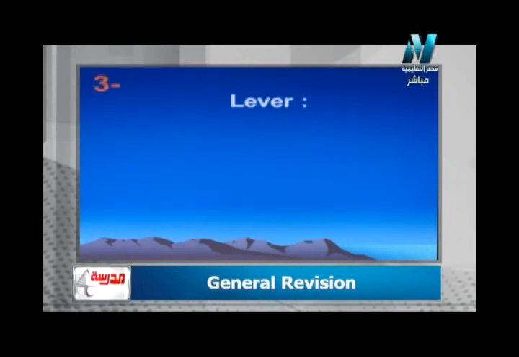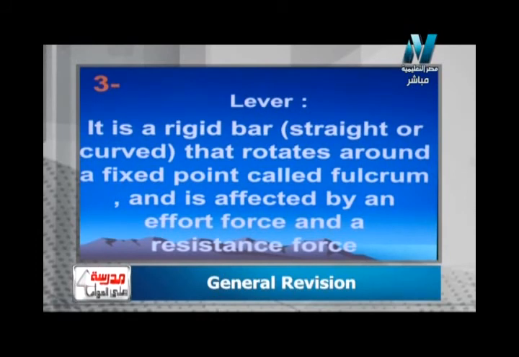Lever. It's a rigid bar, straight or curved, that rotates around a fixed point called fulcrum. We know that the fulcrum has the symbol O. And it is affected by two forces: an effort force and a resistance force. So again, a lever is a rigid bar, straight or curved, that rotates around a fixed point called fulcrum and is affected by an effort force and a resistance force.